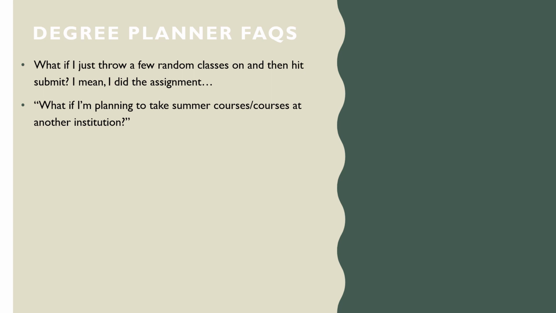That's perfectly fine. You will want to check with your academic advisor to make sure that you're planning correct classes at the outside institution, but for the sake of the planner, you just need to go to the Edit Plan tab and select the little transfer box next to those courses that you're planning to take elsewhere.